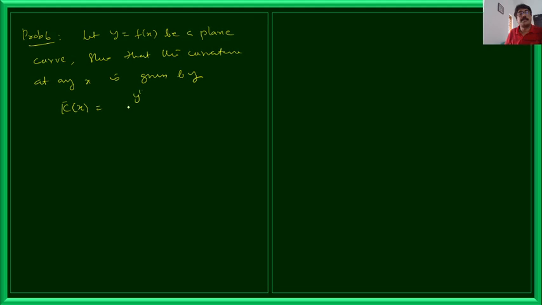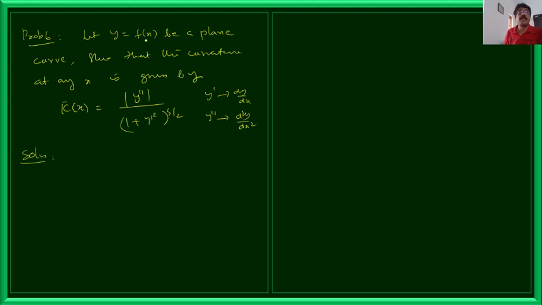y double dash divided by its modulus, actually 1 plus y dash square raised to 3 by 2, where y double dash is d square y by dx square and y dash is dy by dx. So if the curve is given in the Cartesian form, you have to derive the formula kappa x is equal to modulus of y double dash divided by 1 plus y dash square raised to 3 by 2. This formula we have already used for solving certain problems. So let us find the solution here.